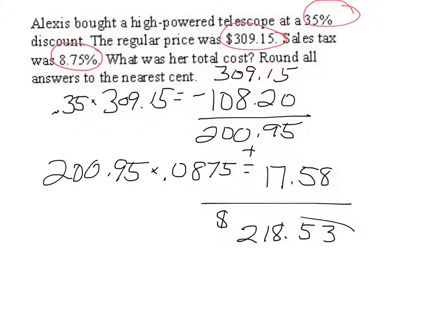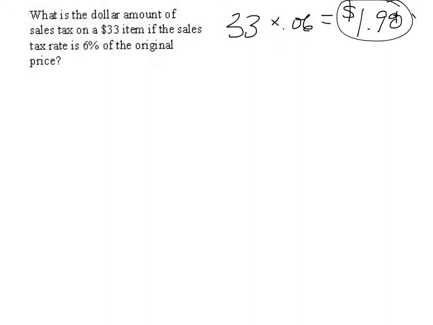This is about the hardest question in the unit, I think, the most steps, but it's practical. It's one that we use, hopefully. Okay, this one is just the sales tax. What is the dollar amount of the sales tax on a $33 item if the tax rate is 6% of the original? That's a quick one. So 33 times 0.06 is $1.98. And that's all there is to that one.